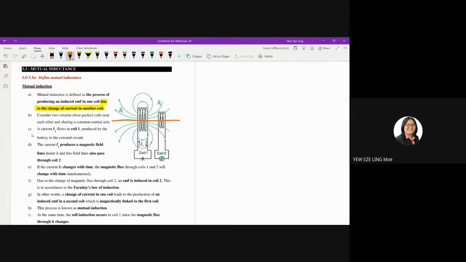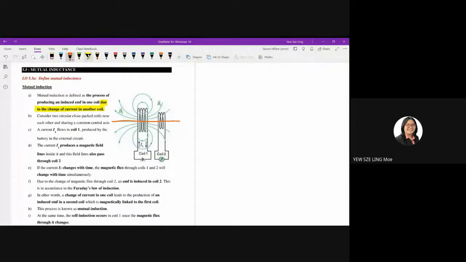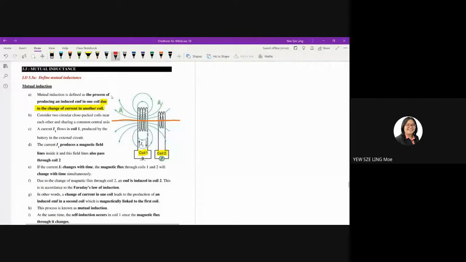So as the current I1 flows in coil 1, it will produce a magnetic field as shown in the figure right here. If you look at the diagram here, we have two coils, coil 1 and coil 2. Coil 1, sometimes in questions, they call it primary coil, and coil 2 we call it secondary coil.